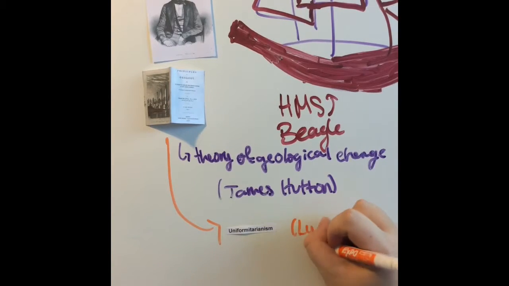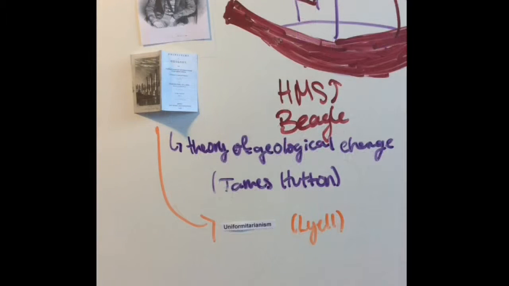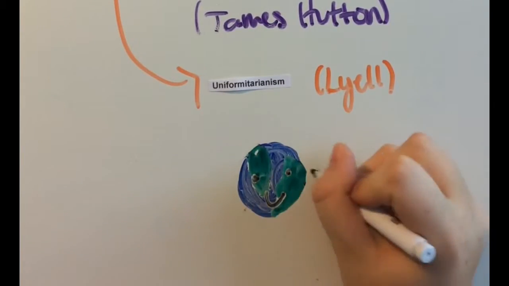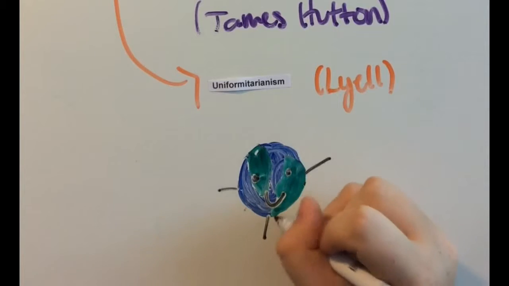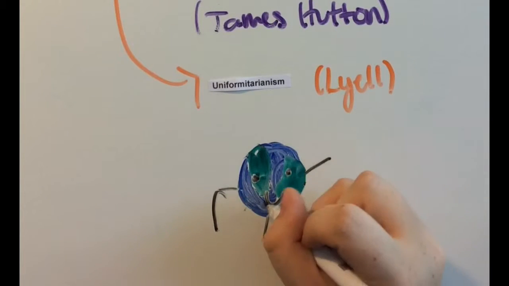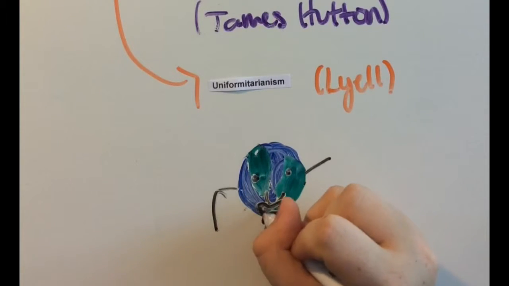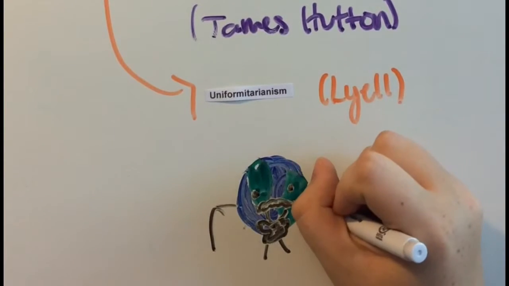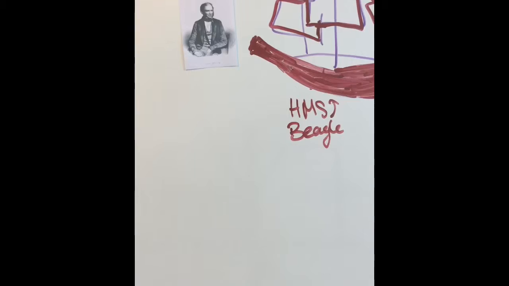Lyell, on the other hand, proposed the theory of uniformitarianism, which stated that these slow changes that Hutton speaks of occurred at a uniform rate. Although Darwin didn't agree with this idea of uniform change, he was certain, like Lyell, that the Earth's massive geological changes are the result of extremely slow processes, and therefore the Earth must be very old.